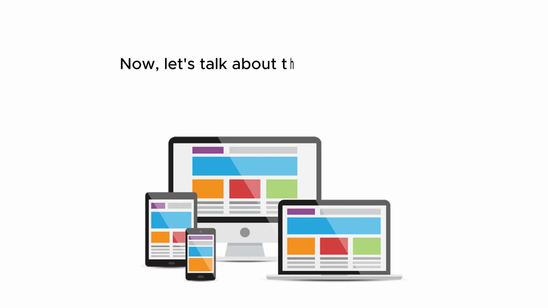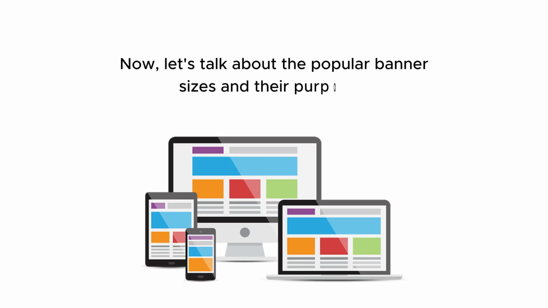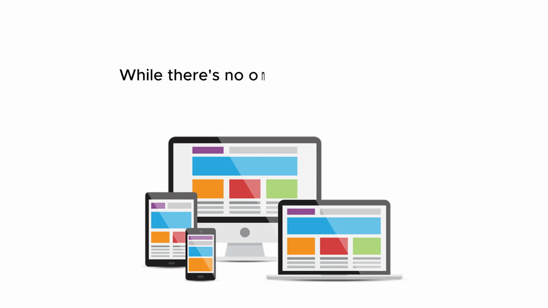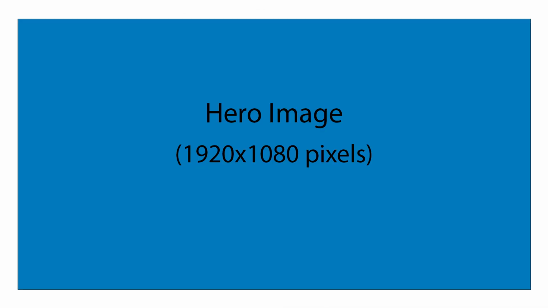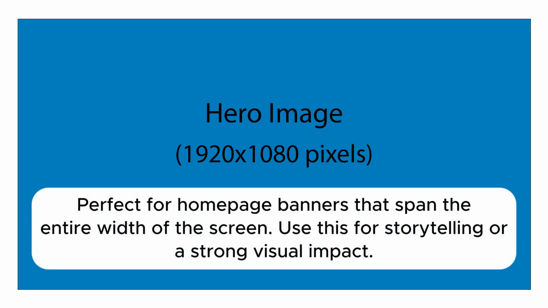Now, let's talk about the popular banner sizes and their purposes. While there are no one-size-fits-all answers, here are the most commonly used banner dimensions. Hero image: 1920 by 1080 pixels, perfect for homepage banners that span the entire width of the screen. Use this for storytelling or strong visual impact.